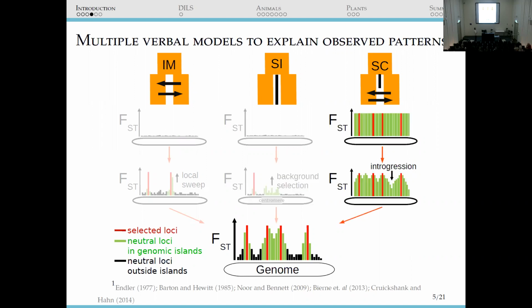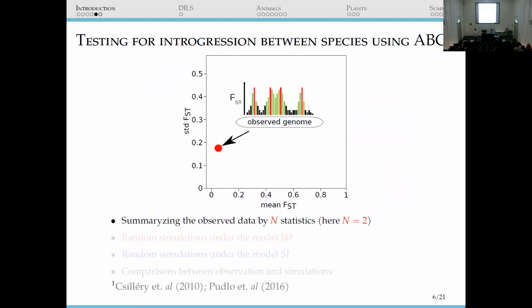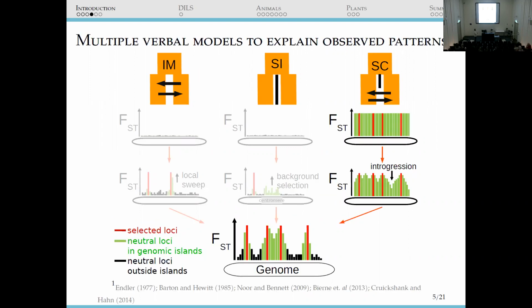And finally, we can also explain everything by this model of secondary contact. So here we have an ancestral population subdivided into two isolated populations. During this phase of isolation, you increase the differentiation everywhere. So you fix some neutral alleles, but you also fix some species barriers. And during a secondary contact with gene flow, you reduce the differentiation in the genomic regions which are not linked to a species barrier. And tada, we verbally explain the same pattern.